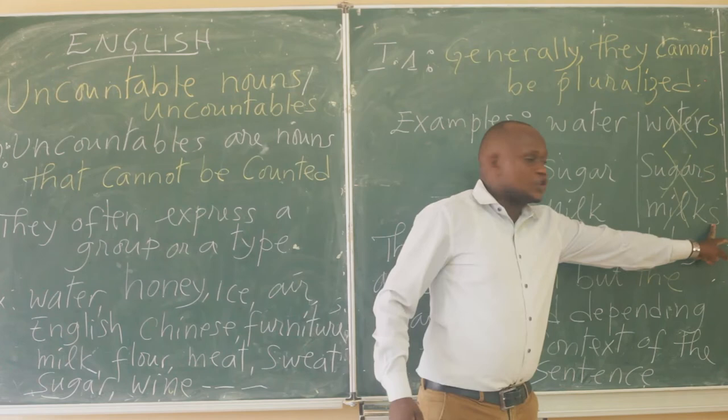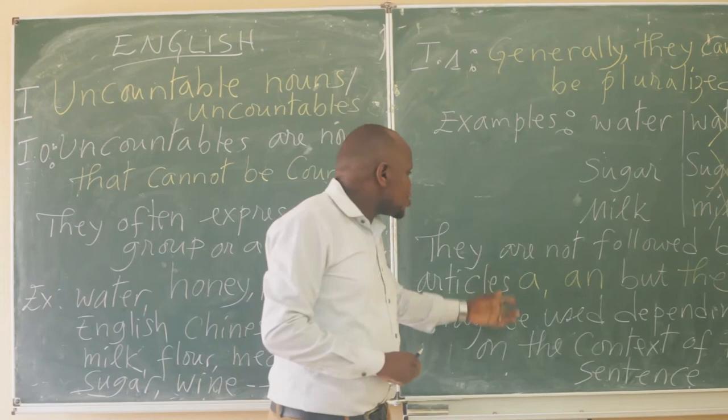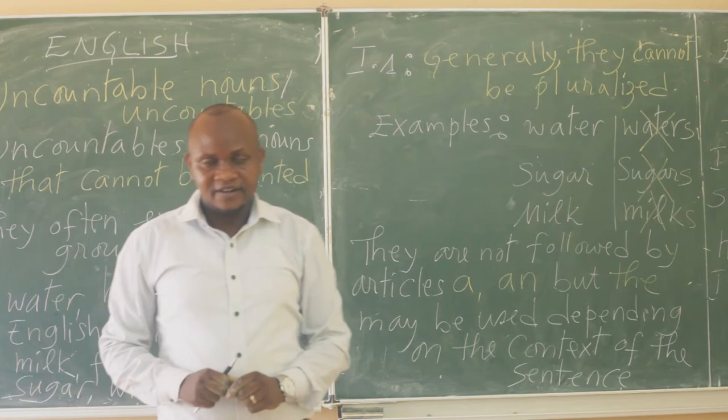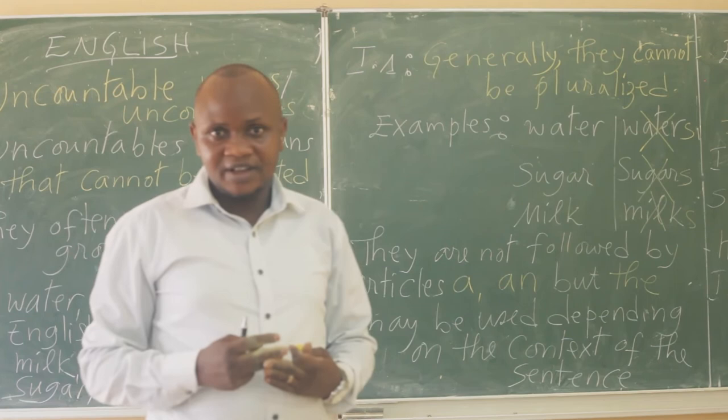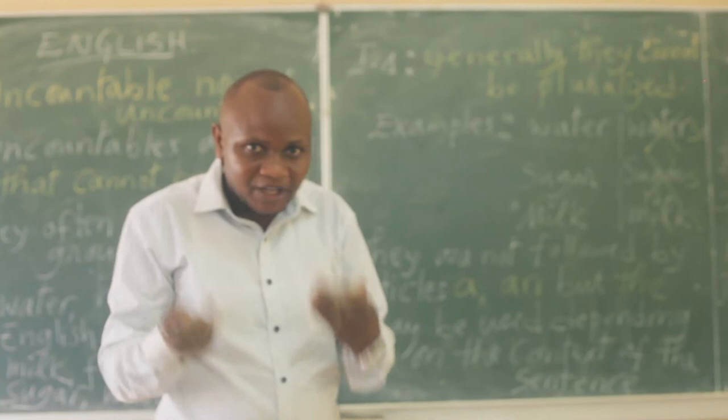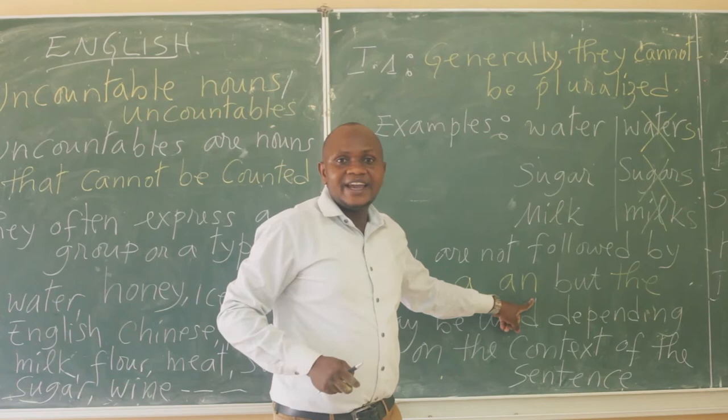Uncountable nouns are not followed by A or AN. For example, you cannot say a water. Nk'uko twabivuze, you can't say a water. Ushaka kuvuga ngo ngonzanira amazi, amazi ntabwo byashoboka. You can't say a water. As well as, you cannot say an air. Ushaka kuvuga umuyaga, don't say an air.